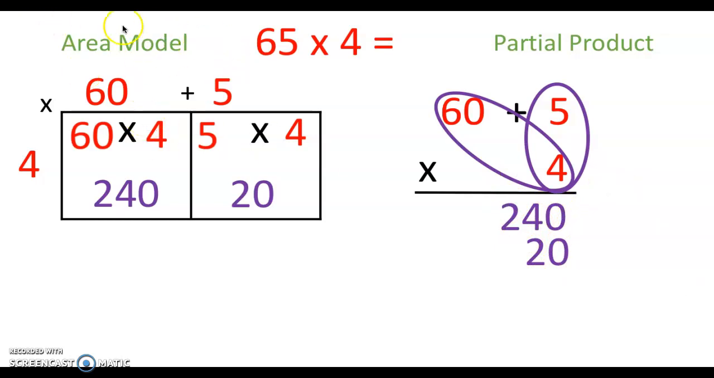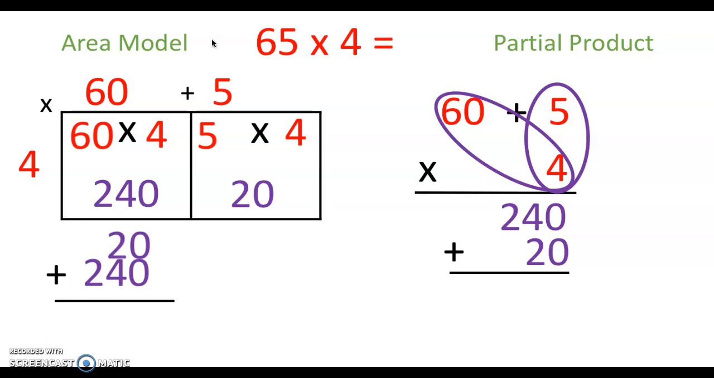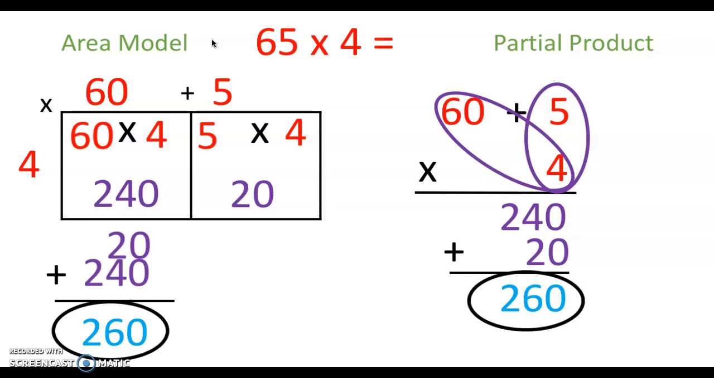Going back to area model, next we would add the numbers together. So I will rewrite them over here and add them up. We're going to do the exact same thing with partial product, but they're already lined up for us. So we know 20 plus 240 is 260. Let's see if we get the same answer on partial product. Yes, we did. Same thing, it's just a different way of showing it.